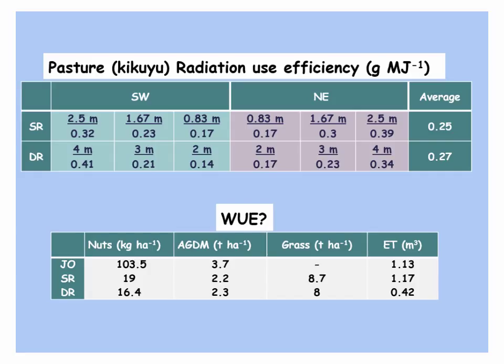So radiation efficiency was lower closer to the tree because of the competition for water with the tree as well as because maybe the radiation that comes and got intercepted by the tree canopy is poor in photosynthetically active radiation, quality wise, and that's what the crops would need.